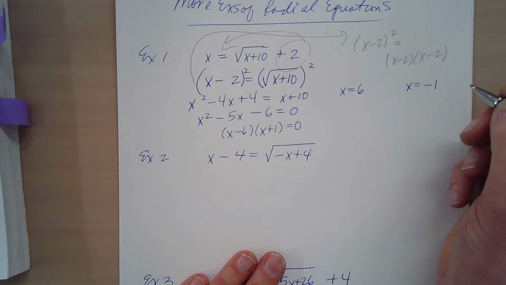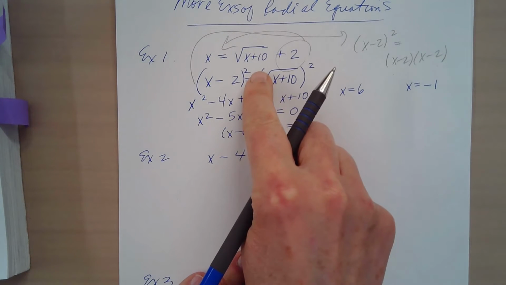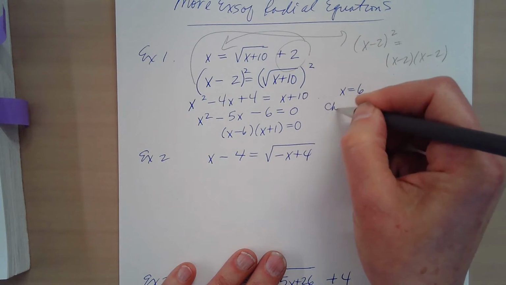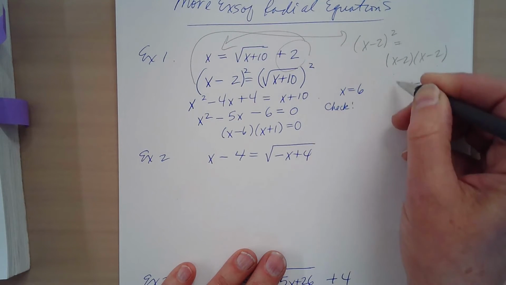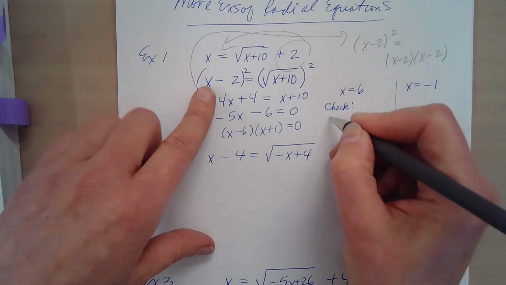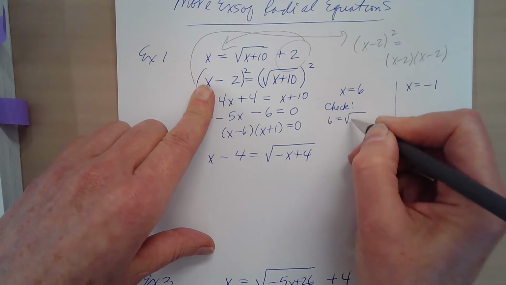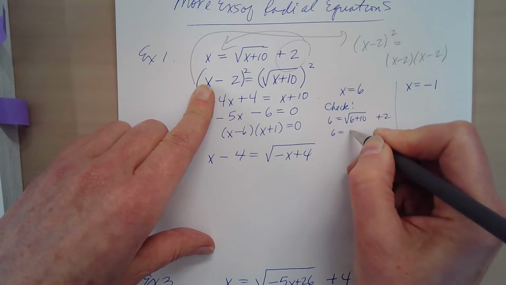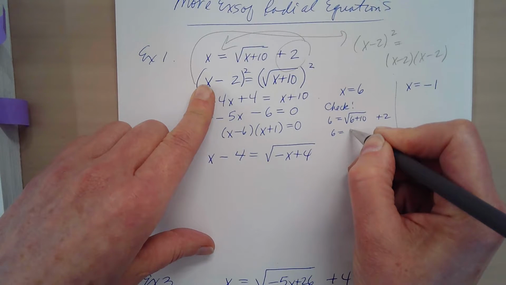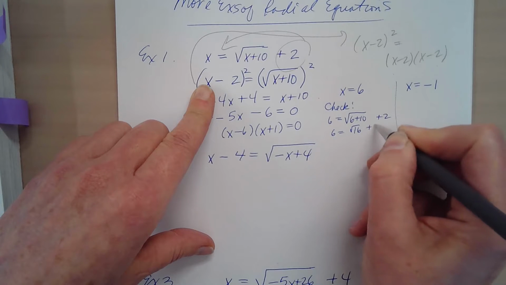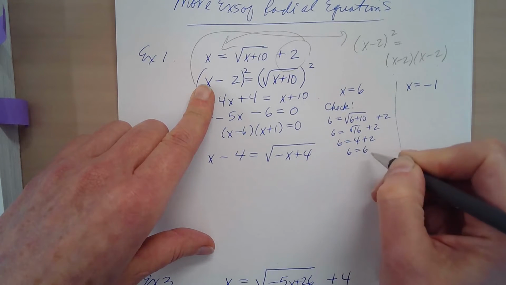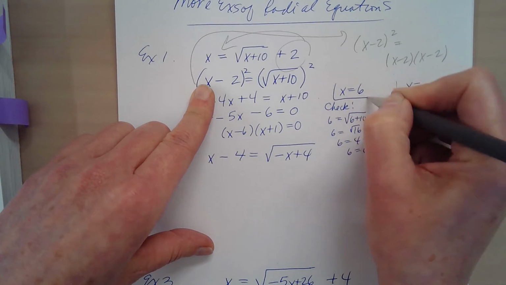All right, now I have to check, and I'm checking in the original form. So my check is: 6 equals the root of 6 plus 10, plus 2. That's going to be root of 16, right? Does 6 equal 4 plus 2? Yeah. So this is good.